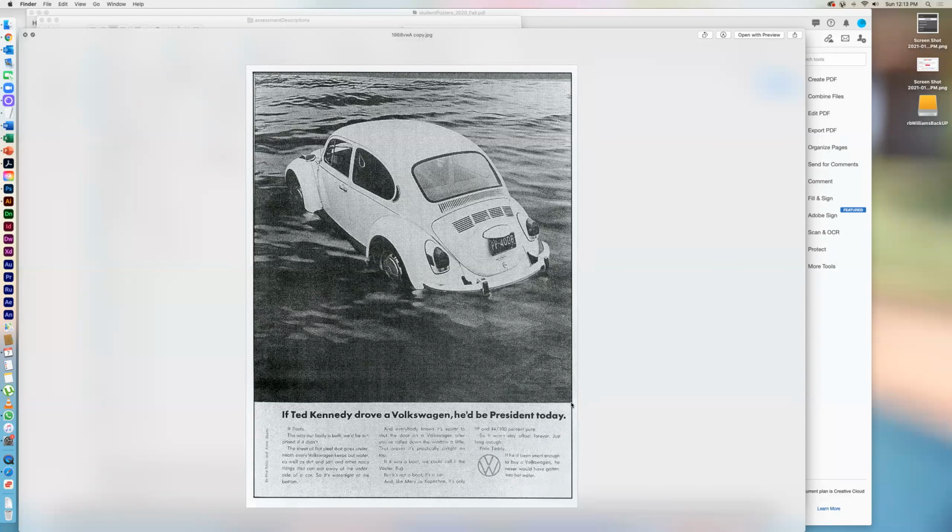Ted Kennedy drove a Volkswagen, he'd be president today. He crashed a car with a young woman in it. She ended up drowning. He got away, and basically that ended all possibilities that he could be president. And a Volkswagen Beetle, at least the old ones, floated. So that describes how it floats. It's very cynical, but it's something that at the time this was advertised, people knew what it meant.